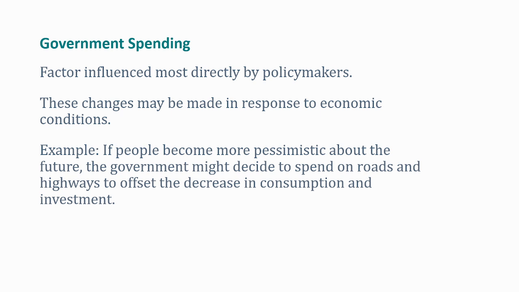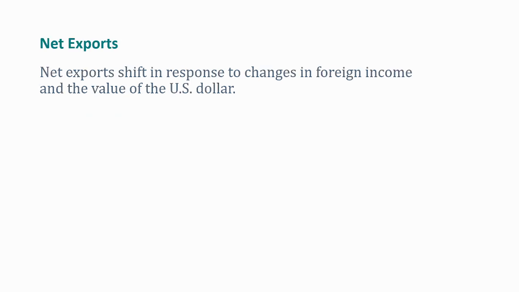For example, if people become more pessimistic about the future, the government might decide to spend on roads and highways to offset the decrease in consumption and investment, to make sure that aggregate demand can increase. So it means that if consumption from households and investment from the private sector reduce, in this case the government will find a way to stimulate demand by increasing component G, the government spending.